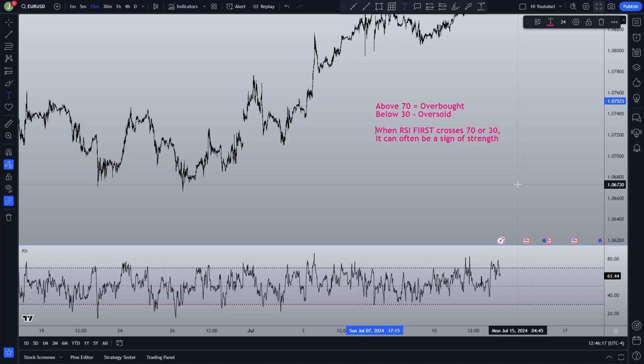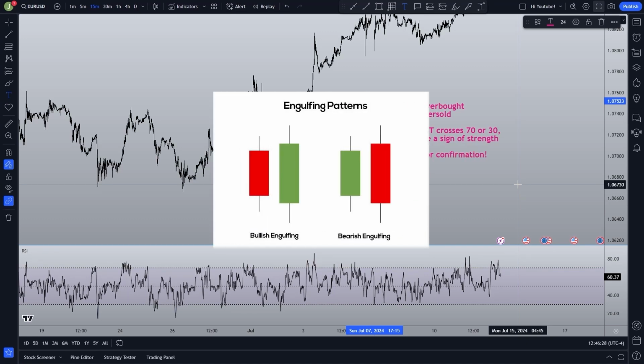oversold. An important concept to understand is that when the RSI initially crosses into the overbought zone, it can actually be a signal of strength, indicating strong bullish momentum. Similarly, when it first drops into the oversold zone, it can indicate weakness or bearish momentum. However, if you're using overbought and oversold levels to anticipate reversals, it's crucial to use price action signals for confirmation. Look for candlestick patterns such as engulfing candles to validate the reversal.